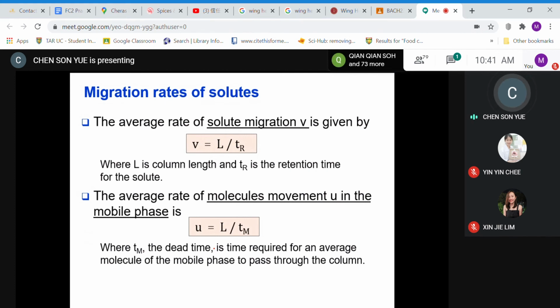Remember, in the column we have a sample. You can look at the column again. Let's draw a shorter one. So we have the stationary phase, we have the mobile phase, sample in, then out.